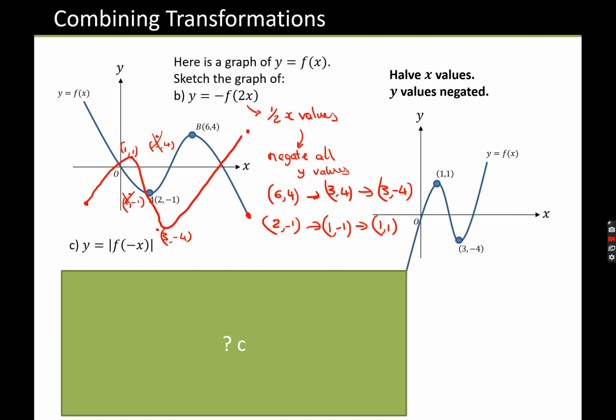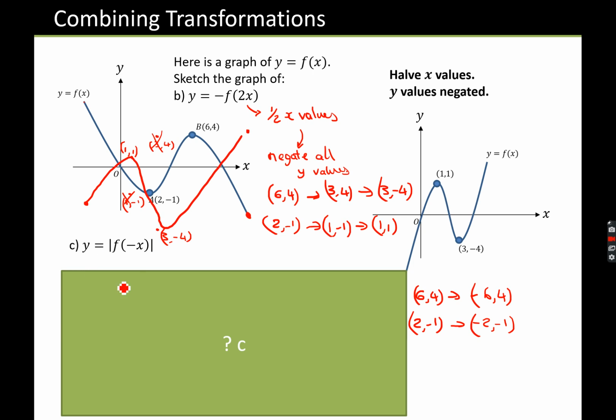Okay. Second part, y equals modulus of f of minus x. So we'll deal with the minus x first. So we'll actually use that idea of looking at each point individually. So 6, 4, I'm going to negate my x values. Okay, so everything gets negated. So I'll have minus 6, 4, and minus 2, minus 1.